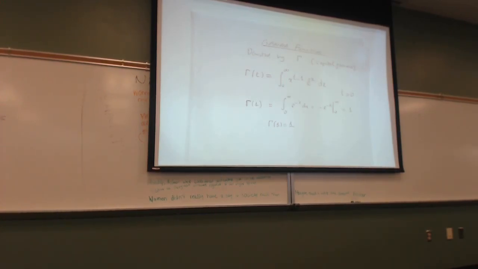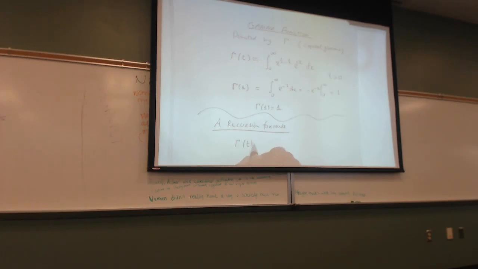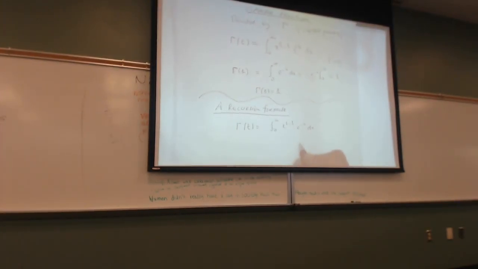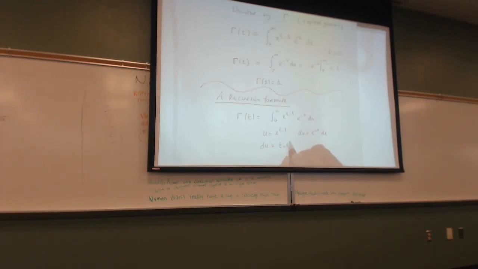Can we find other values? Well, a recursion formula is what I'm going to give you. Gamma of t is equal to the integral from 0 to infinity of x to the t minus 1, e to the minus x dx. Now let's apply integration by parts to this. Let u be equal to x to the power t minus 1, and let dv be equal to e to the minus x dx. Then du would be t minus 1 times x to the power t minus 2 dx, and v would be minus e to the minus x.